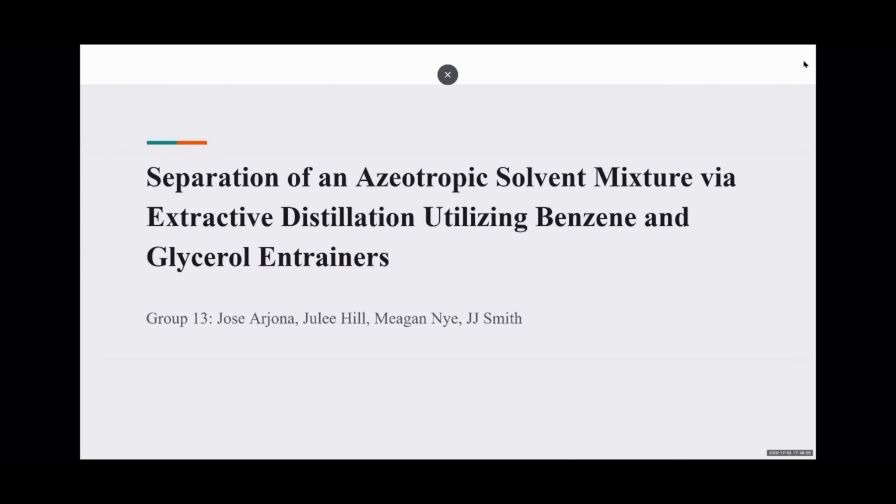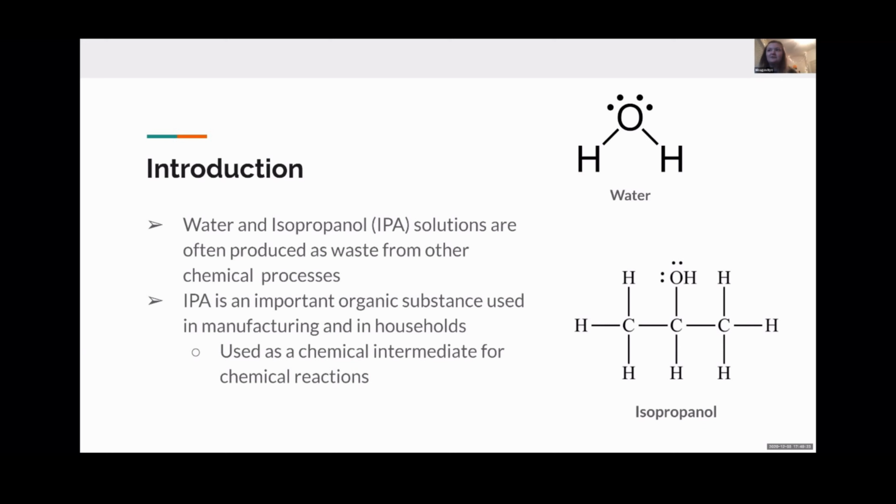Hey, we're group 13. We're going to be presenting separation of an azeotropic solvent mixture via extractive distillation utilizing benzene and glycerol as entrainers. Water and isopropanol solutions are often produced as wastewater from other chemical processes.